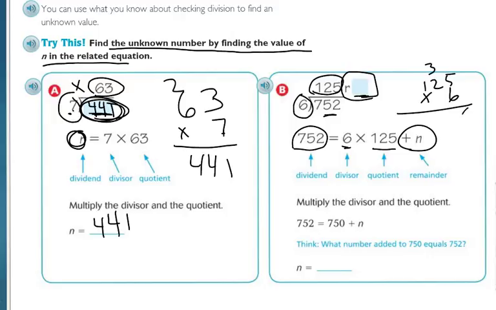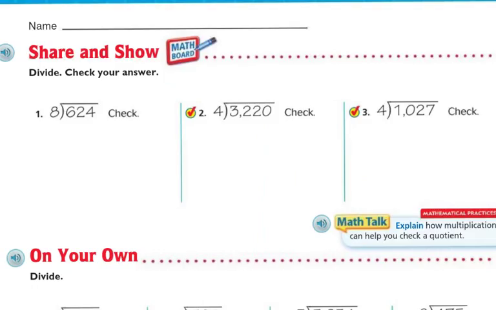6 times 5 is 30. 6 times 2 is 12 plus 3 is 15. 6 times 1 is 6 plus 1 is 7. So I have 750. So 750 plus whatever this unknown is gives 752. Well, 750, 752, I know it must be 2. So n must be 2, because 752 minus 750 is that remaining little addition of 2.